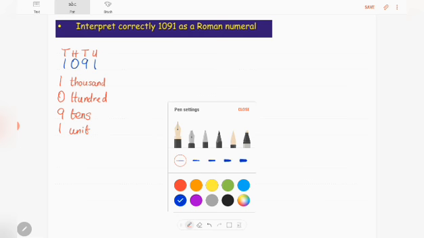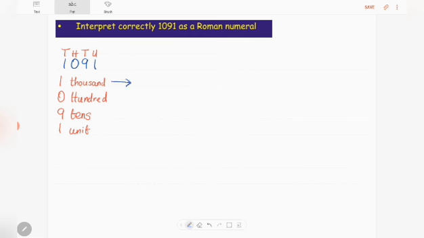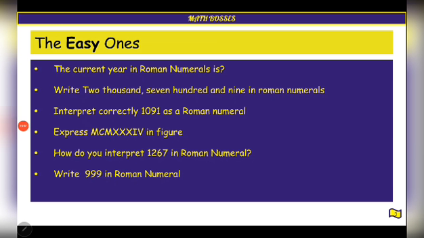Now we know that 1000 in Roman numerals is M. 0 hundreds has no meaning. 9 tens is the same as having 9 times 10, which gives us 90. And 90 is always XC. Our 1 unit can always be represented by I. So when we merge all this together, we have MXCI representing 1091.